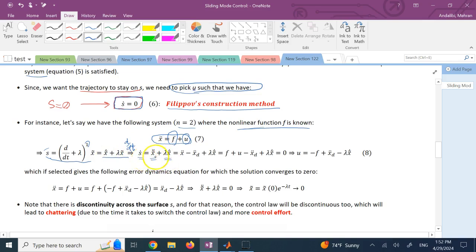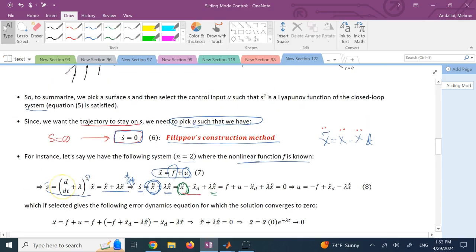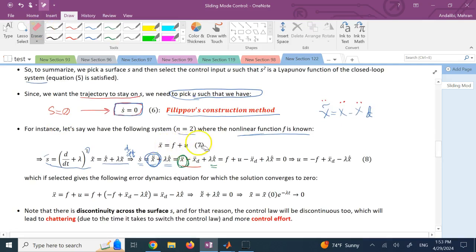Good? Now, what is x tilde double dot itself? Remember, x tilde itself is x minus what? X desired, correct? That's the definition. So if I add double dot, what is it going to be? It's going to be basically x double dot minus x desired double dot, right? Like this. So that's what I replaced right here. And this lambda x tilde dot is just added. Good. So now what is this x double dot, right? Based on the equation of motion for the system, x double dot is what? Is f plus u. So I'm going to replace it right down here. That's what you see. And the rest of it I just write.